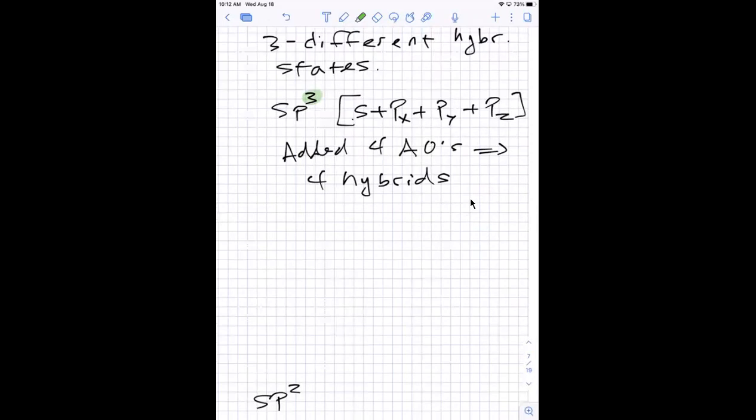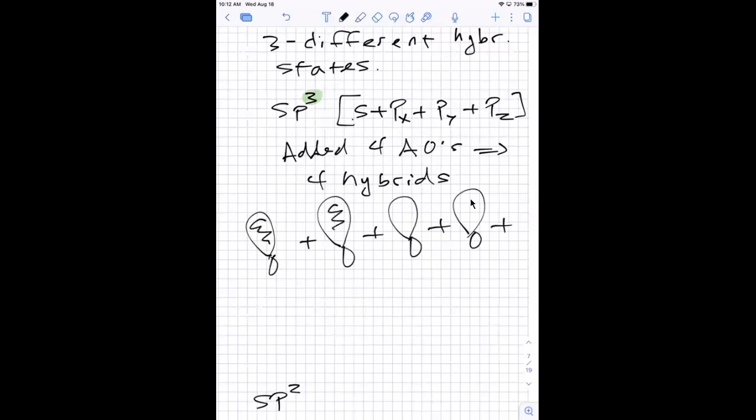So I'm just going to get four hybrids. All right. And then what that means for carbon, if it's sp3 hybridized, is that my carbon is tetrahedral. Actually, I'm going to put the orbitals in. All right, so you see the larger lobe and the smaller lobes are shown. It's tetrahedral.